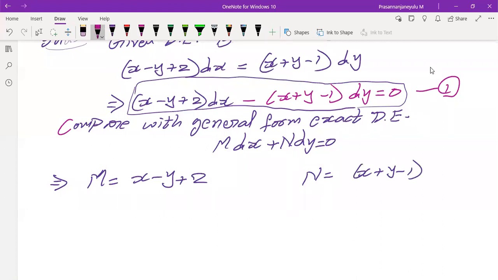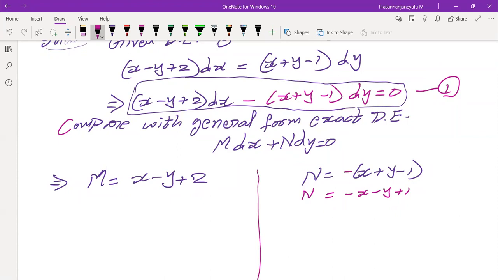No, it is wrong. The dy coefficient is N. What is the N coefficient? Plus. But here we are having minus. So minus of all this is our N function. Then N becomes minus x minus y plus 1. This is very, very important.